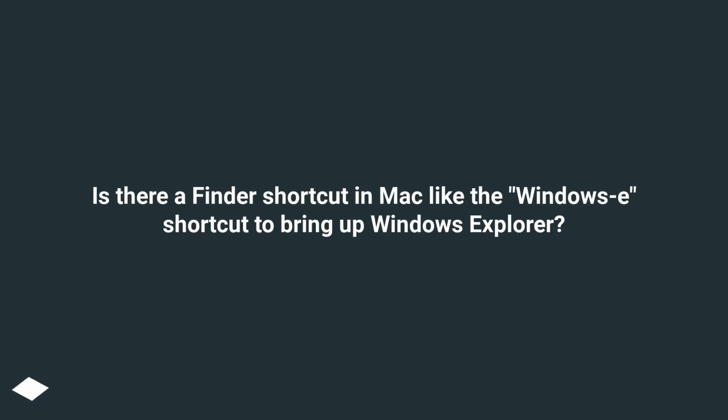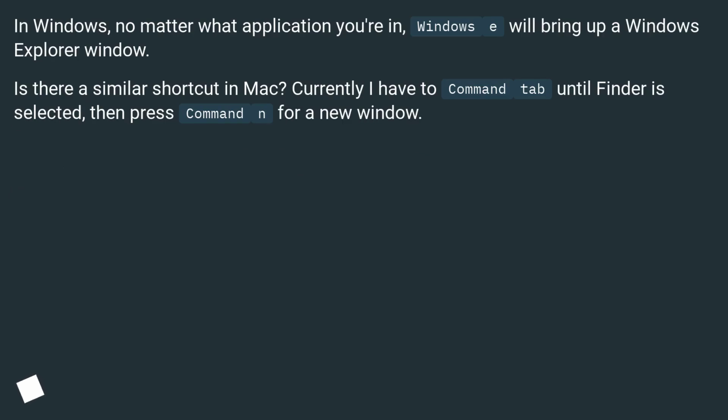Is there a Finder shortcut in Mac like the Windows+E shortcut to bring up Windows Explorer? In Windows, no matter what application you're in, Windows+E will bring up a Windows Explorer window. Is there a similar shortcut in Mac? Currently I have to Command+Tab until Finder is selected, then press Command+N for a new window.